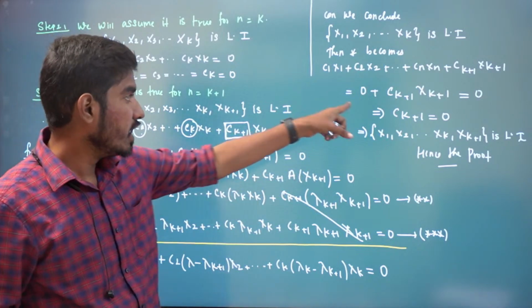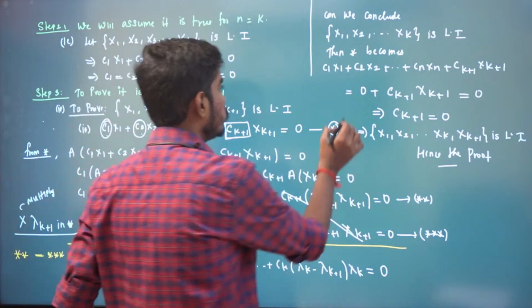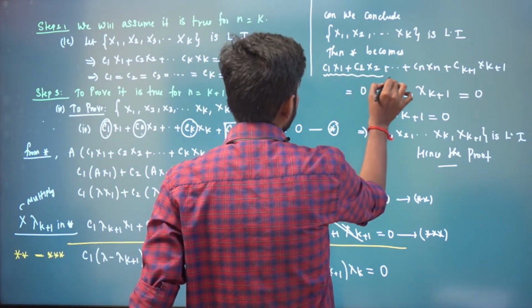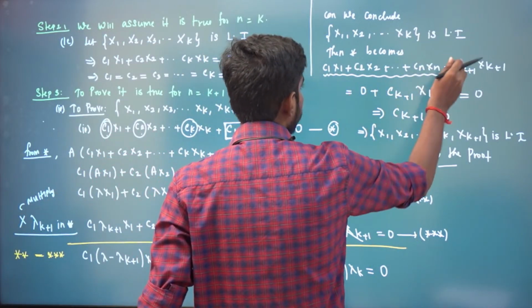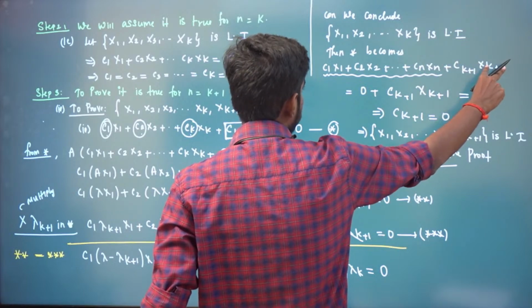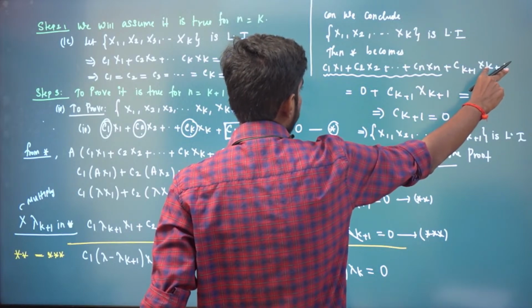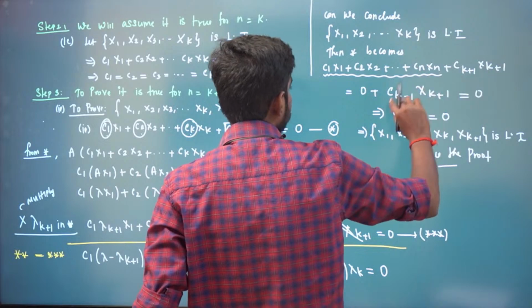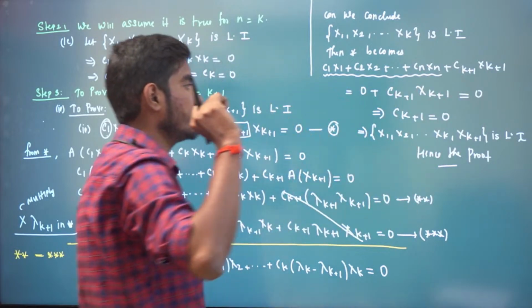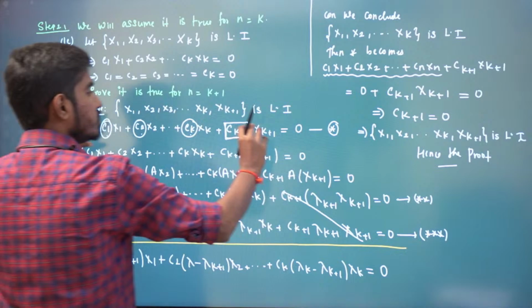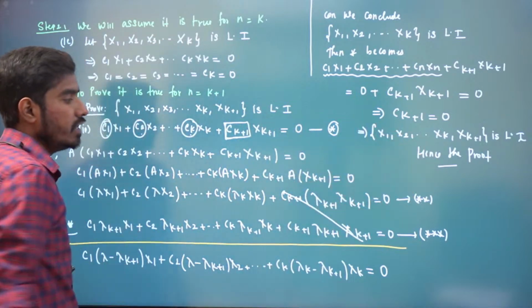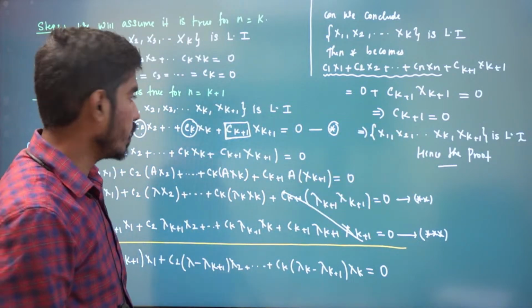For Ck plus 1 to be 0, first I am showing that all these are equal to 0. And then if this is equal to 0, this is non-zero, right? Because this is a non-zero vector, an eigenvector. That means Ck plus 1 has to be 0. So all these are 0. Therefore, the set is linearly independent, right?